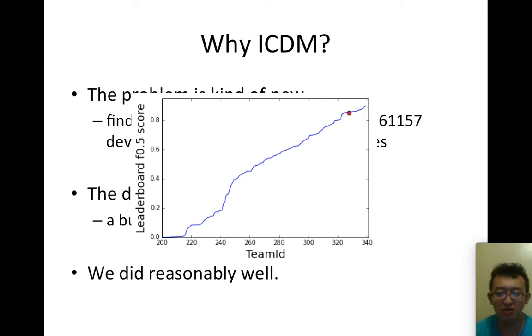Here is the distribution of the final private leaderboard score for this challenge. There are 340 teams in this challenge. We can see here about 200 teams have a score close to 0. The evaluation metric of this contest is F0.5 score. The maximum possible score is 1. The first place team achieved 0.89 F0.5 score. And we are here.